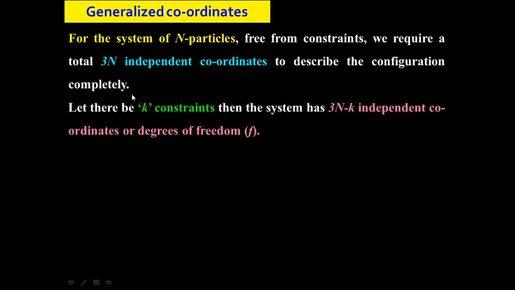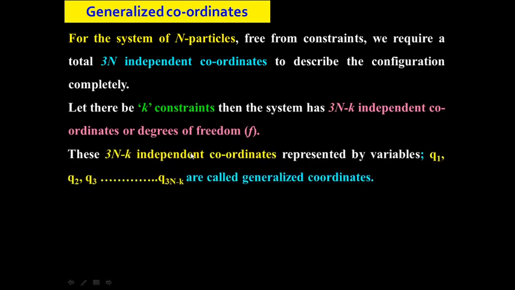Suppose there are k constraints. Then the system will require 3n minus k independent coordinates or degrees of freedom. So the number of constraints, we will subtract from 3n. So 3n minus k independent coordinates are required to describe the system completely.